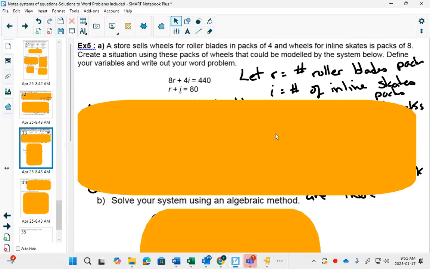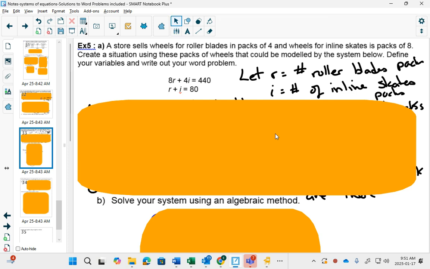We'll start with example 5. A store sells wheels for rollerblades in packs of 4 and wheels for inline skates in packs of 8. And if we look at this, there's actually probably a typo here that it should be 8I plus 4R. But we'll just ignore that typo and pretend it doesn't exist and continue with it as you would normally.